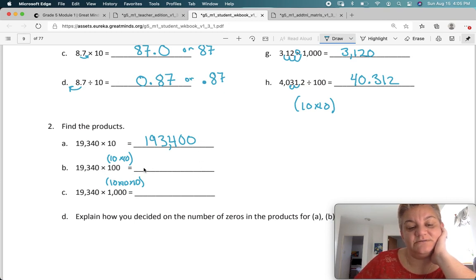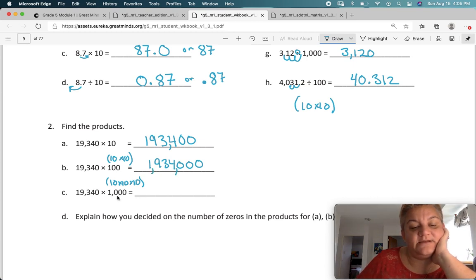Now I'm going to add 2 zeros, so 19340, and then 2 more zeros. So I'm going to put a comma here and a comma here. And then here I'm going to add 3 zeros, 1934, 4, 0, and then 1, 2, 3 more, because I added 3 zeros on the end. Now I have 19,340,000. Okay.